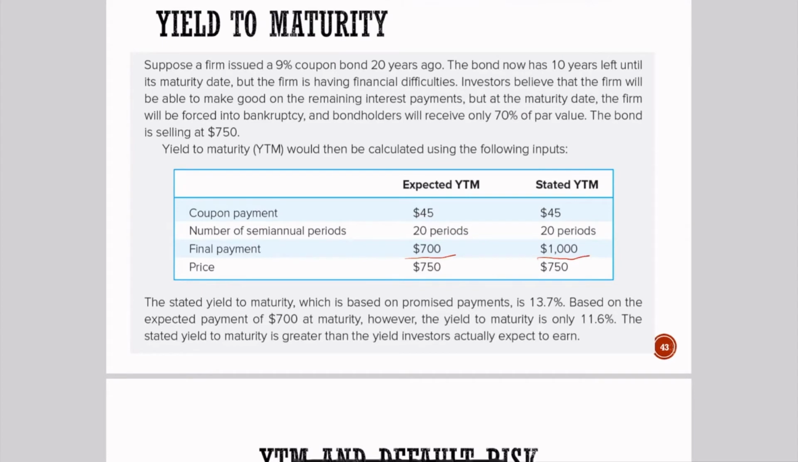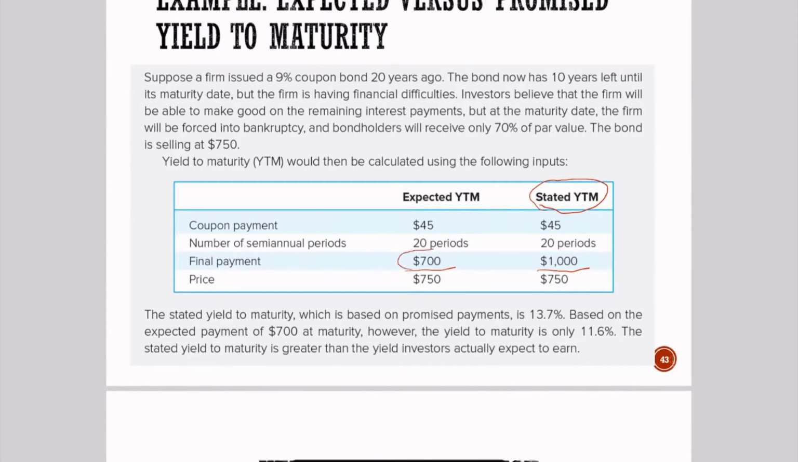So if the firm will not be in default, you will actually receive your par value of $1,000. This will give you the stated yield. However, if the firm will be in default, then you will only get $700. So in this case, you will use the $700 as the final payment, and all other 3 inputs are the same.